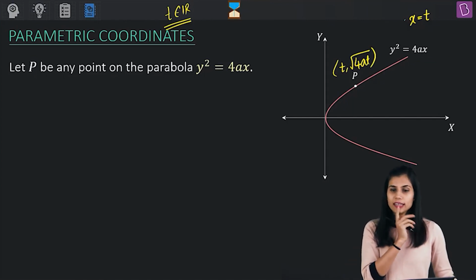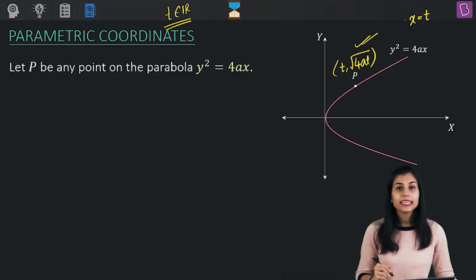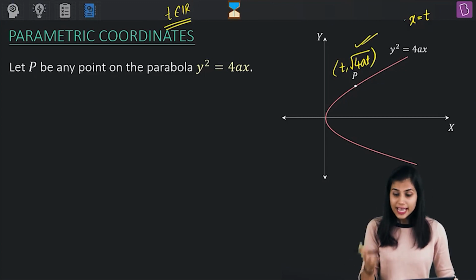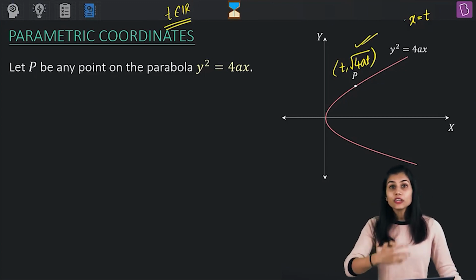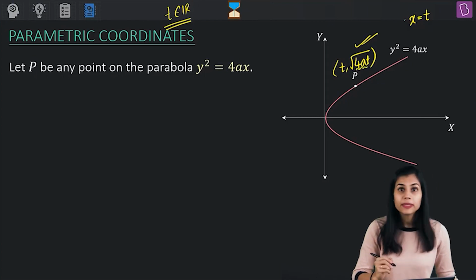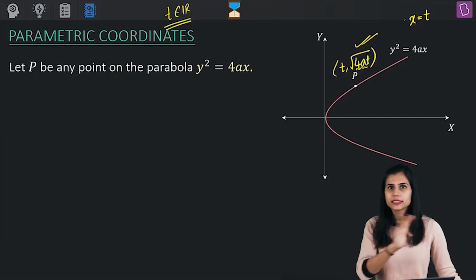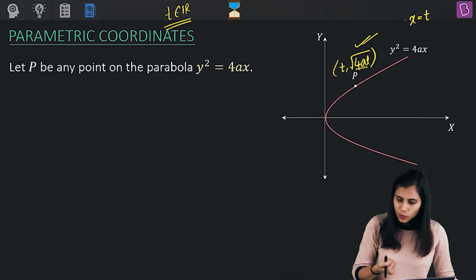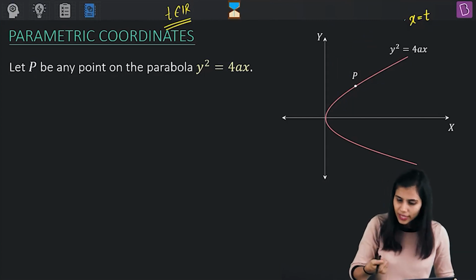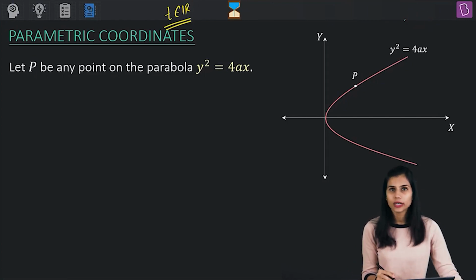What are they? First of all, this square root sign is really irritating because it is going to just make my calculations complicated. Secondly, because t is varying over the set of all reals, for negative values of t, 4at will be negative and under root of a negative quantity doesn't exist. That's why this doesn't work. Okay, x equals t doesn't work.